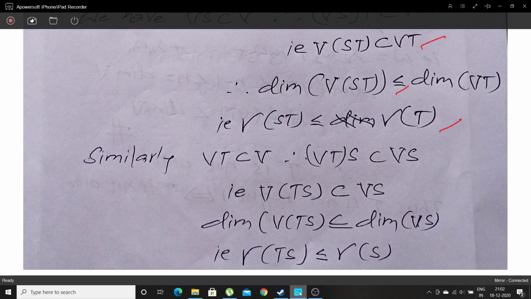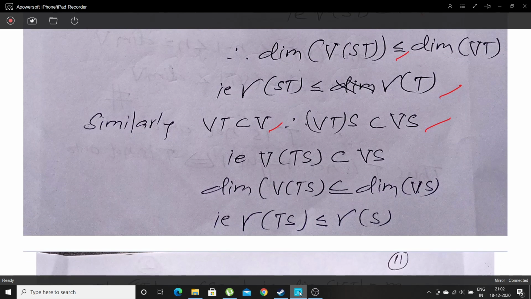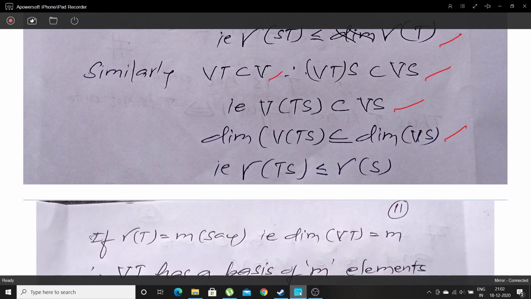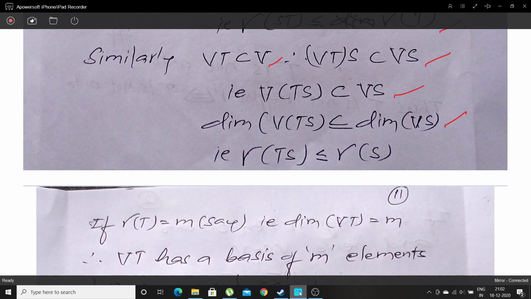Similarly, we can prove the other one. Yes, VT is a subset of V. Taking S on both sides, VT of S is a subset of VS, that is V of TS is a subset of VS. Dimension of V of TS is less than or equal to dimension of VS, that is gamma of TS is less than or equal to gamma S.